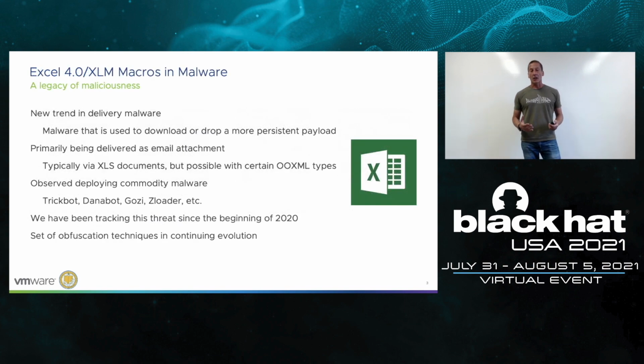Excel4 macros are used in malware mostly as the first step in a malware infection. An Excel file with Excel4 macros is sent, usually as an attachment, and then the macro gets executed and downloads another component that makes the malware more persistent. There are many families that use this mechanism to achieve a first foothold on the computer of users. We observe this with TrickBot, DanaBot, GoZ, Zloader, you name it.